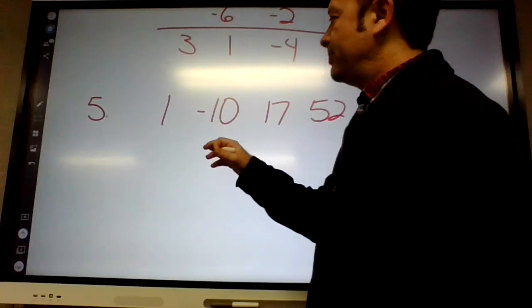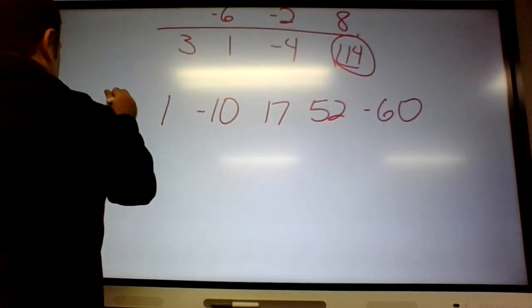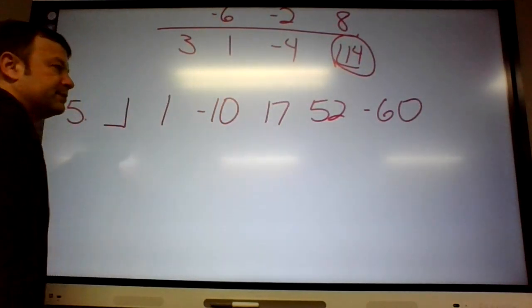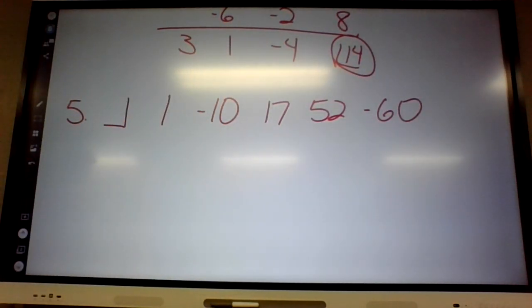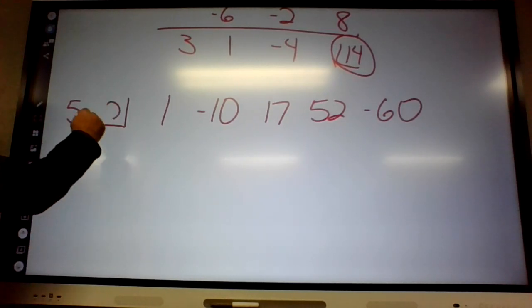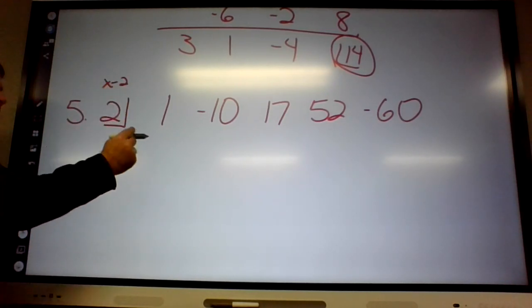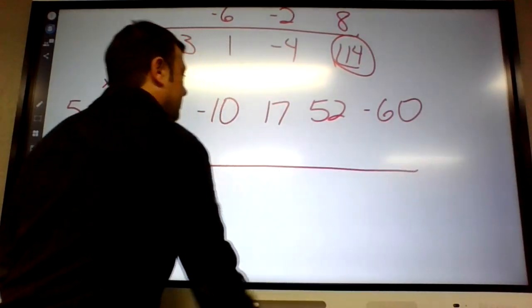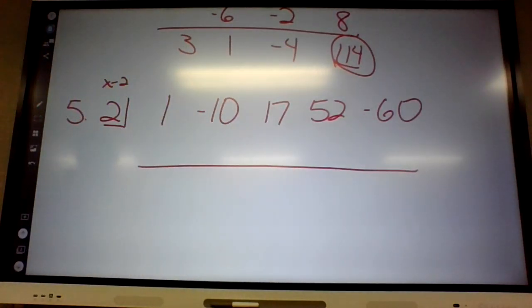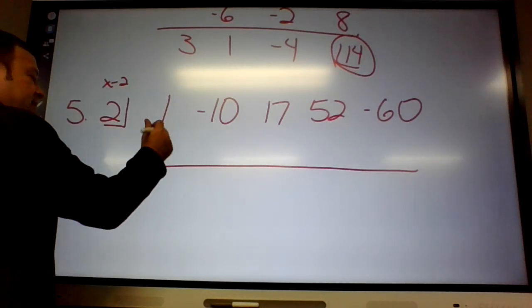Okay, what are we going to put in the box? On number 5, we're dividing by, oh, -2. Or 2, just positive 2. We're dividing by x minus 2, so 2 goes in the box. Wait, on number 3, why do we have -2 in the box? Because we divided by x plus 2. Oh, so it's like the opposite. Yep.